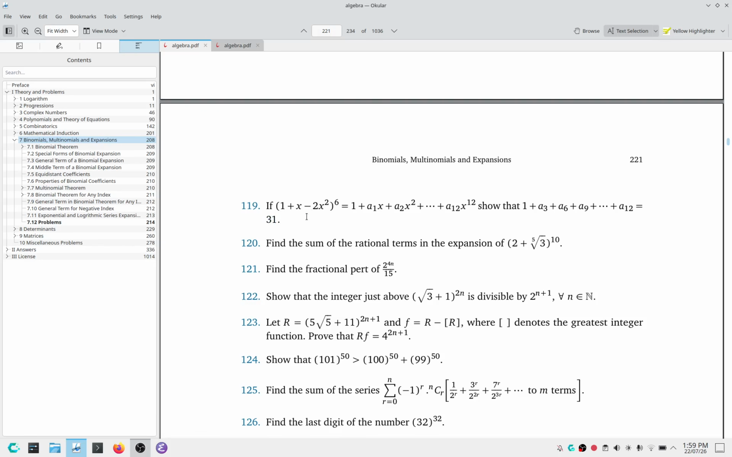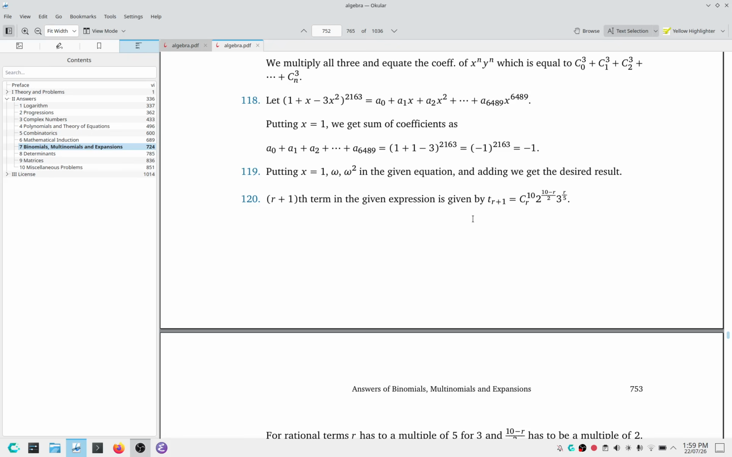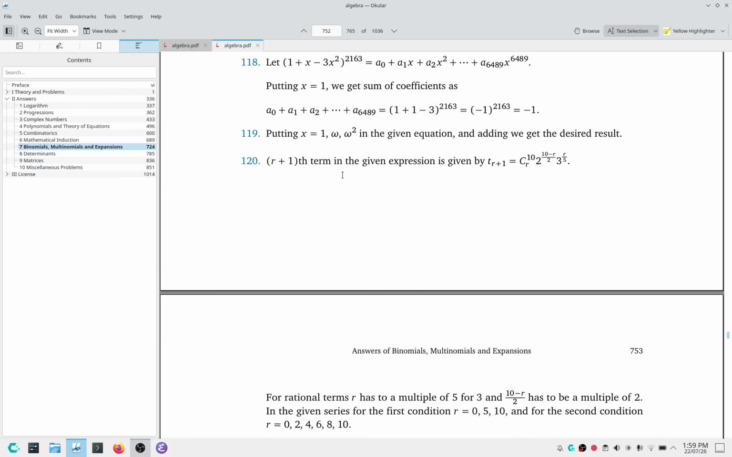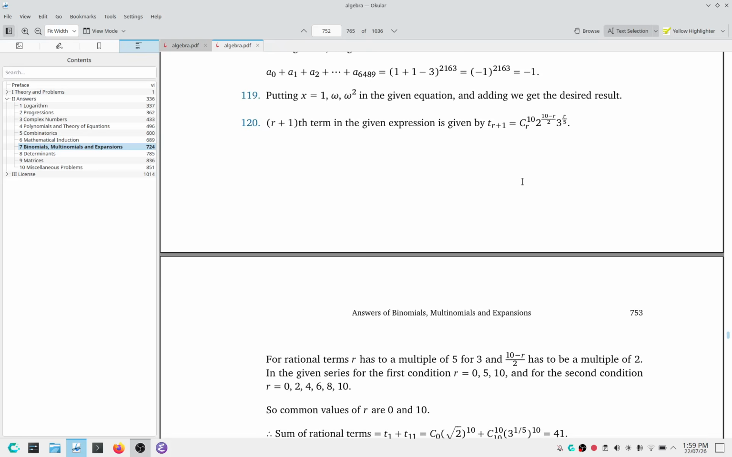Okay. Now we move on to question 120. Find the sum of the rational terms of the expansion of 2 plus fifth root of 3 to the power 10. So the r plus 1th term in the given expansion is T(r+1) equals 10Cr times 2 to the power (10 minus r) upon 2, times 3 to the power r upon 5.